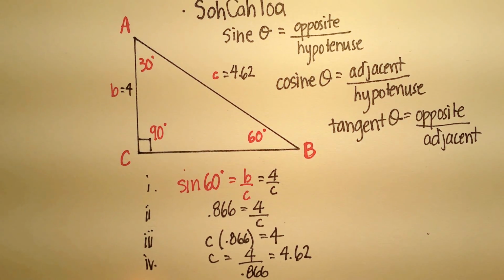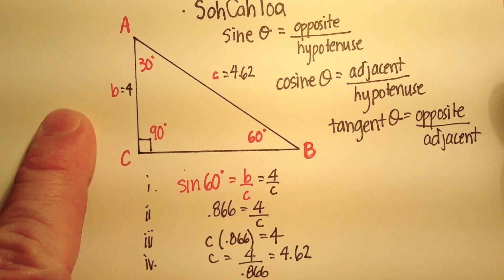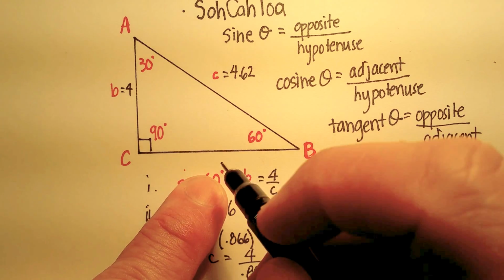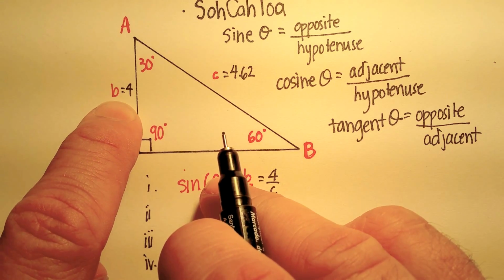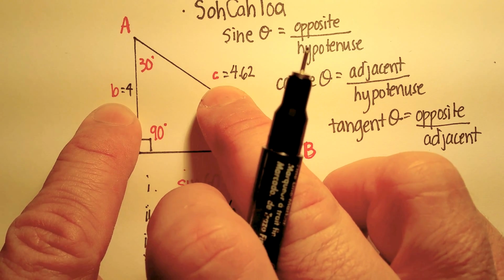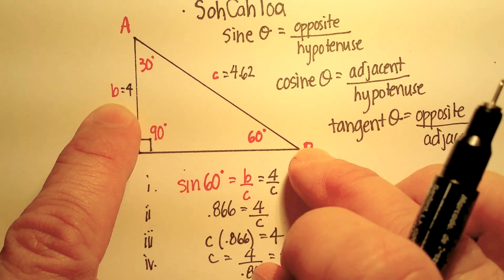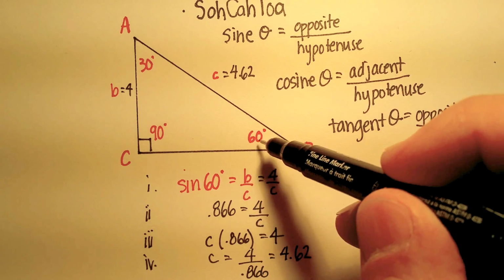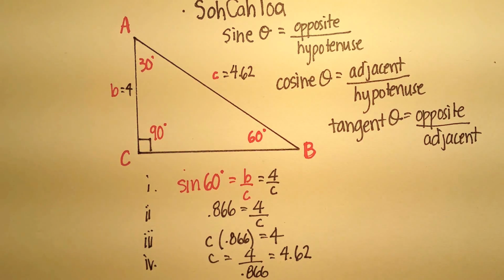And now look what we can do. We can actually use the Pythagorean theorem again and say that this side, which is little a, plus this side, which is 4 squared, will be equal to c, which is 4.62 quantity squared. Okay, just simply by using a trig ratio and by knowing what the angles were inside. And you can do that with any of these angles.